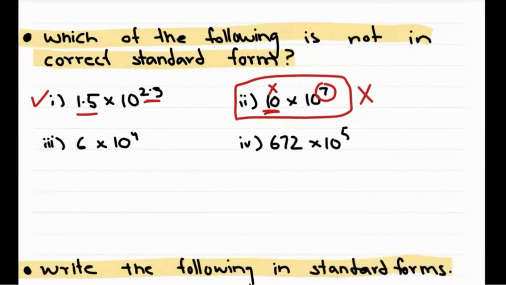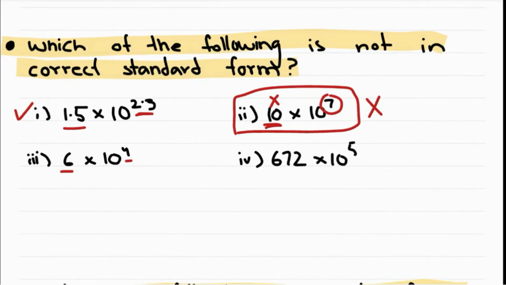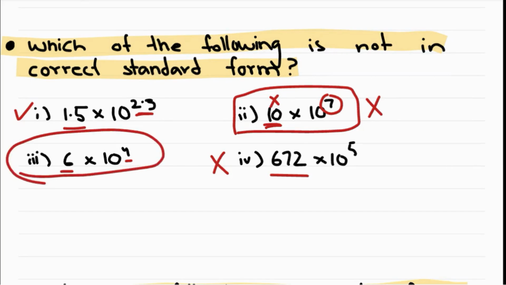In part 3, we see that the front number is between 1 till 10 and the power is an integer. The last question we have is 672, which is obviously not between 1 and 10, so we can already mark this as incorrect, right? So the only correct standard form we have here is part 3.